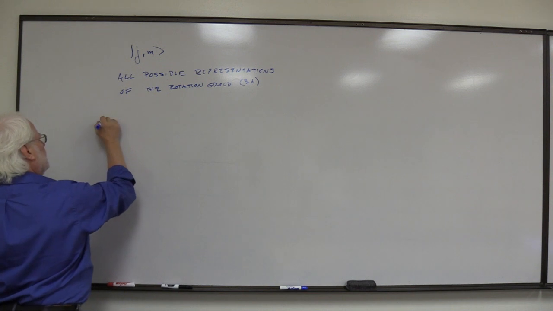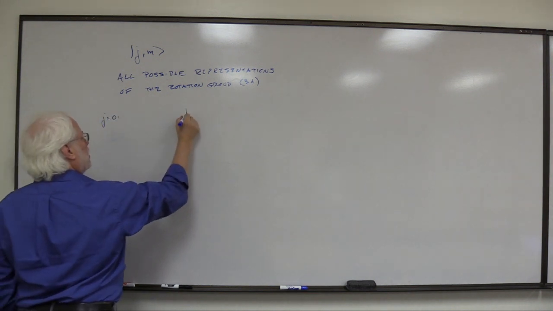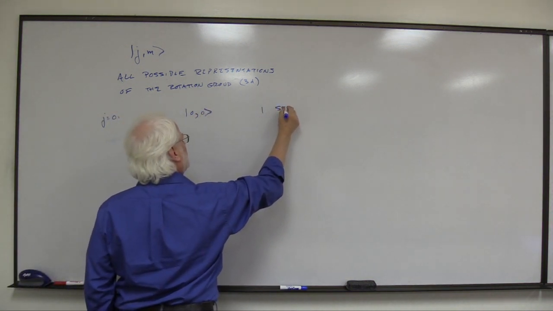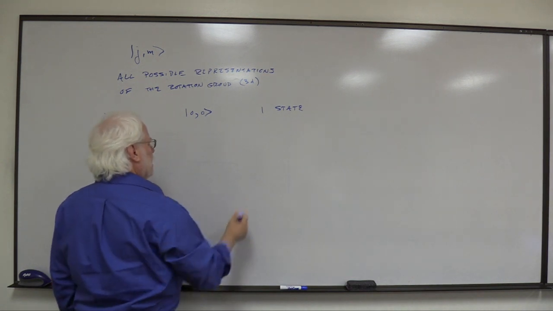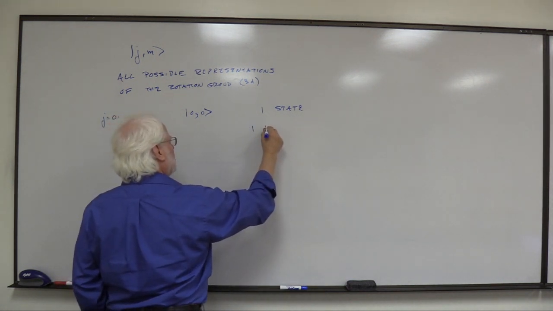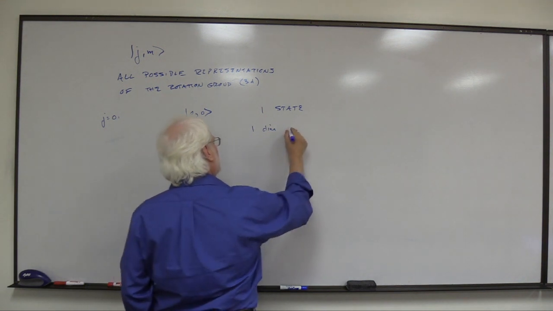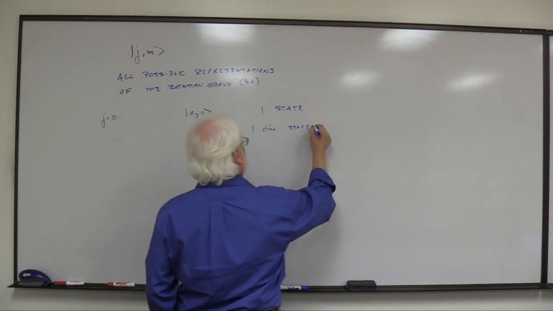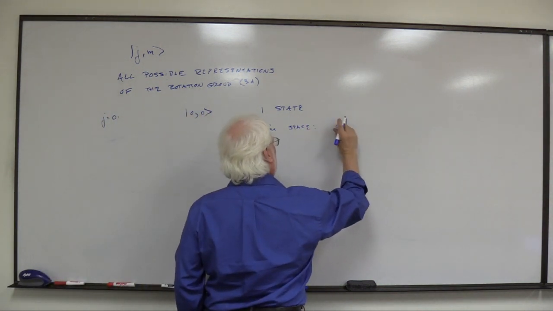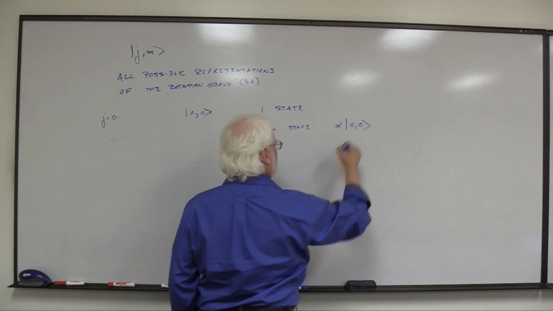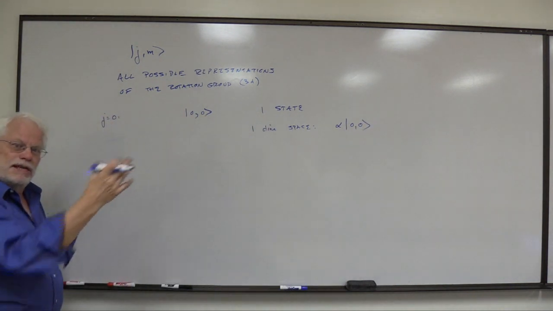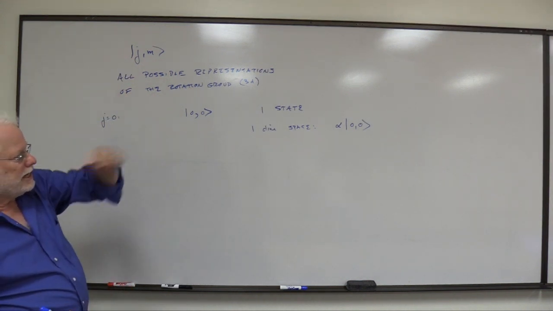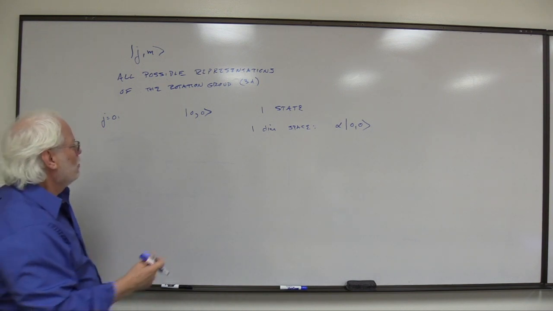Okay, so let's look at j equals 0. At 0, m has got to be 0. There's one state. That's a one-dimensional space, a one-dimensional vector space. This is the basis. We can take multiples of that, right? So it's a one-dimensional vector space, and there's a representation of the J's that act on that. Well, what is the representation?